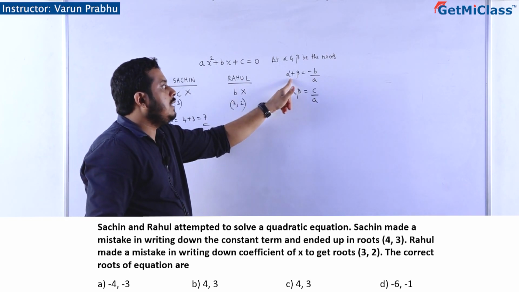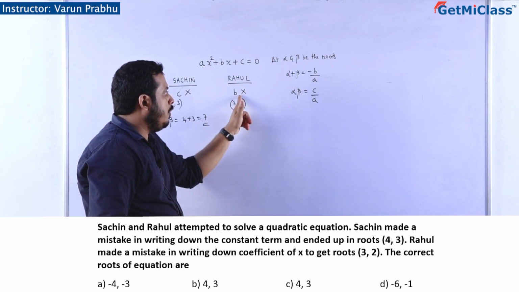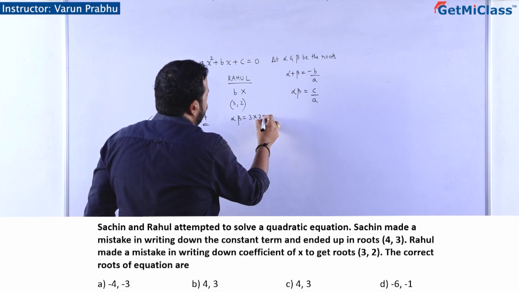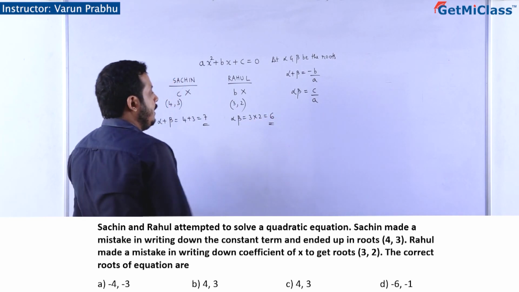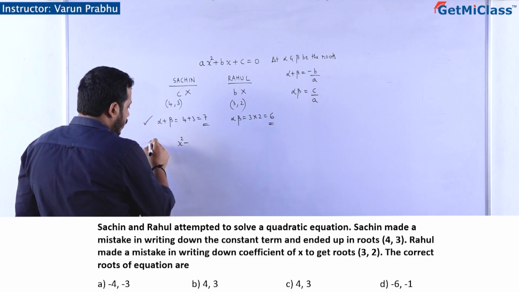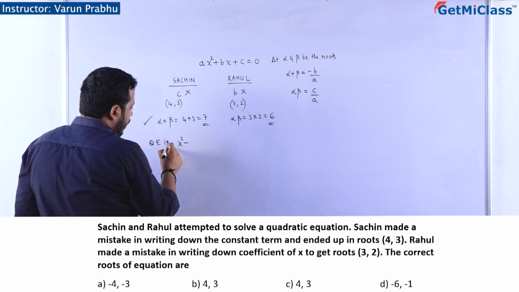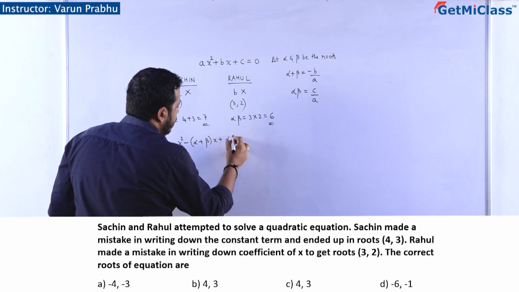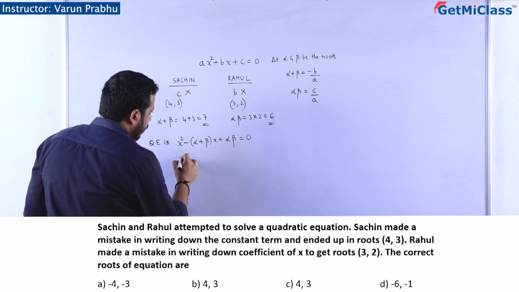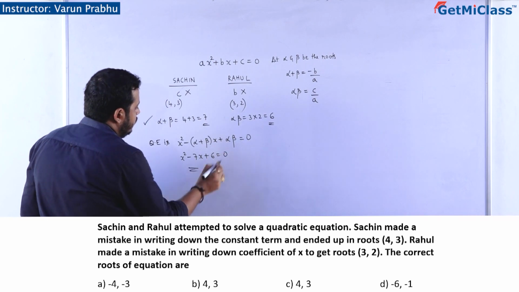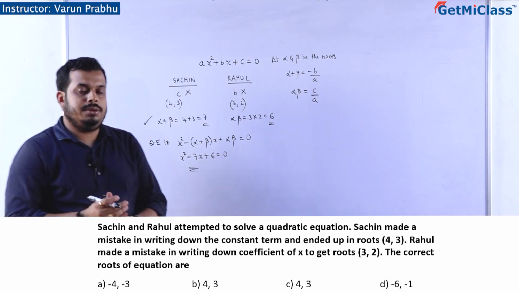Here, the b term is here, no? So for Rahul, the sum of roots should have gone wrong, but the product of roots, alpha into beta, should be equal to 3 into 2, which is 6. This should be correct. So now what is that quadratic equation? The correct quadratic equation is x square minus sum of roots into x plus product of roots is equal to 0. X square minus 7x plus 6 should be equal to 0. This is the correct quadratic equation.